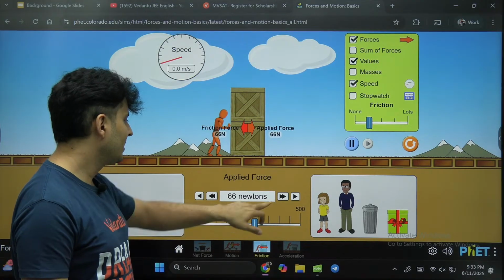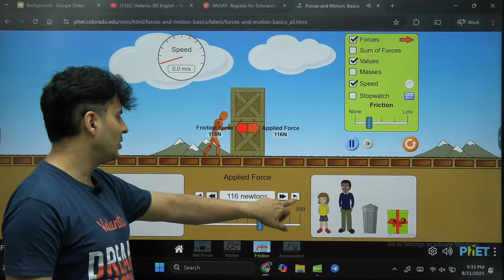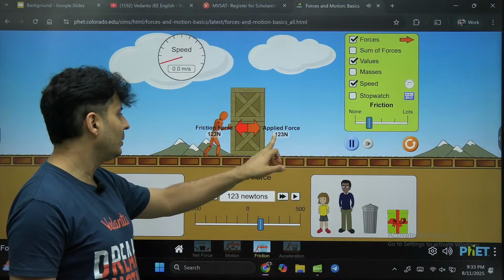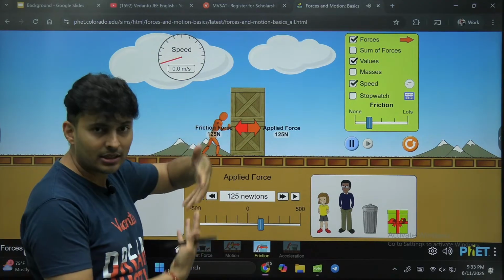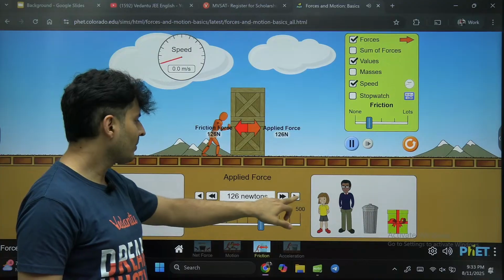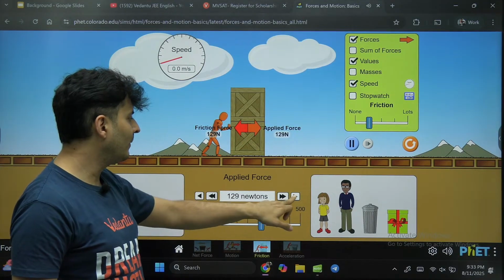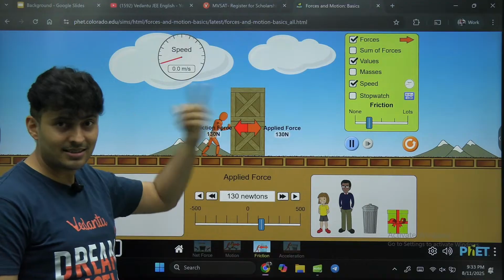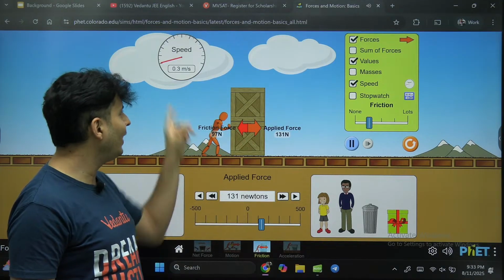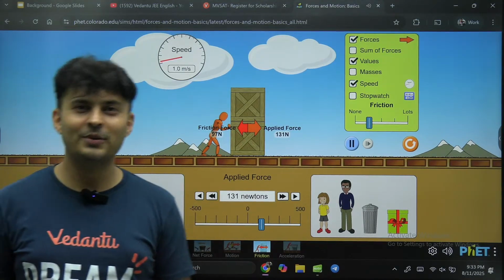So let's try it out. 116 not moving. Okay, so let's see. 123 not yet moving, guys. Yeah, normal force has increased. The contact between the two of them has increased. 126, 127, 128, 129, 130. 130 not yet moving. Remember, 65 was not moving. 66 it began to move. 130, yes, perfect. Exactly what we expected.